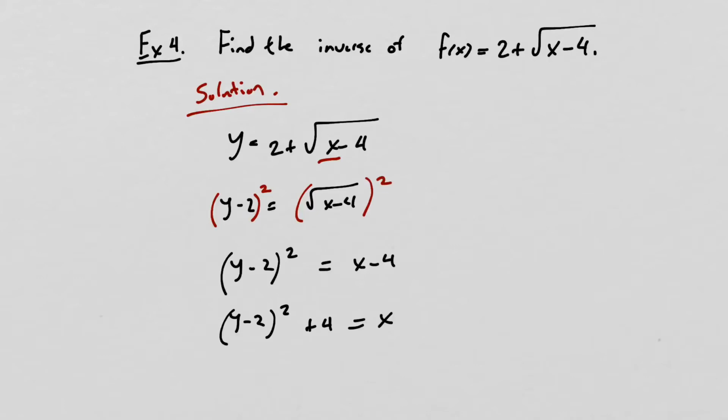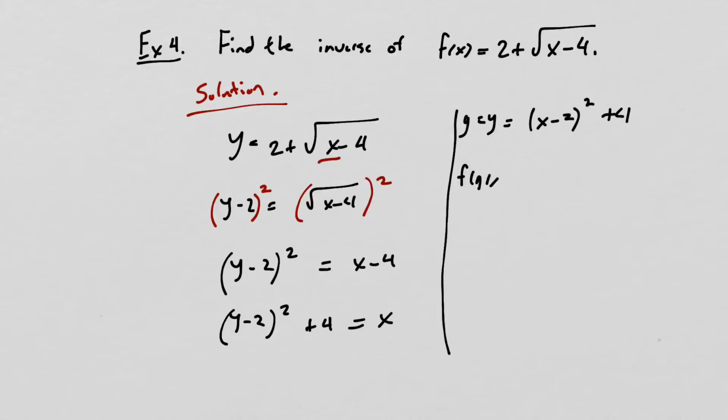The last step, we just need to interchange our x and y's, and what we get is that y is equal to x minus 2 raised to the second plus 4. Let's go ahead and make sure that this is the inverse function. So first, compose f with, let's call this function g. Then this is equal to 2 plus the square root of x minus 2 raised to the second plus 4 minus 4.